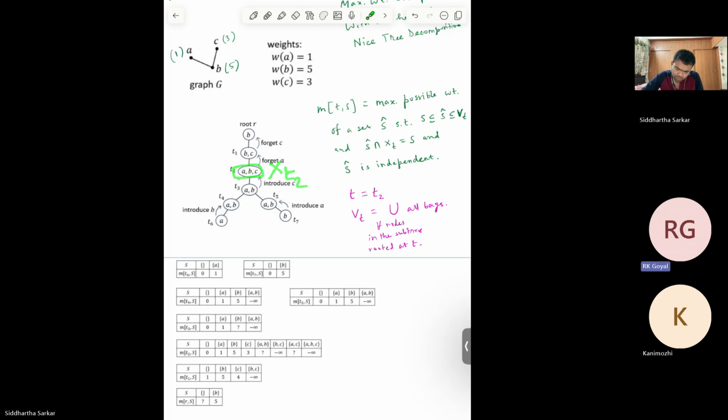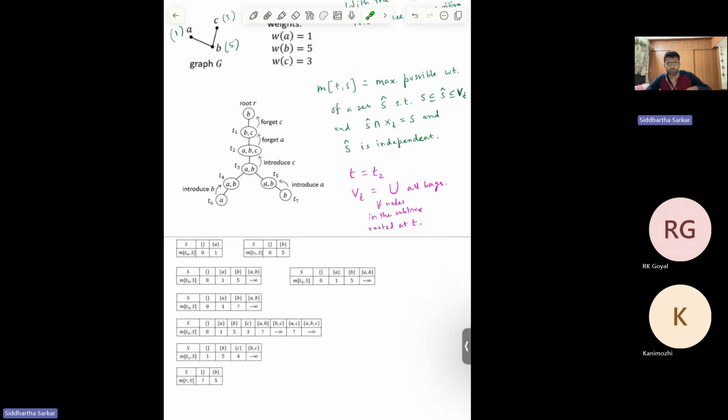So now the definition is the following. You want to find an S cap. This S cap realizes the maximum possible weight such that S cap is a superset of S, but S cap is also a subset of VT, and S cap intersection XT is S. And of course, all the vertices in S cap should be independent. So this is the definition, but once we look at the computation, things will become more clear. Even if you don't understand the definition now, we will understand this once we run it.